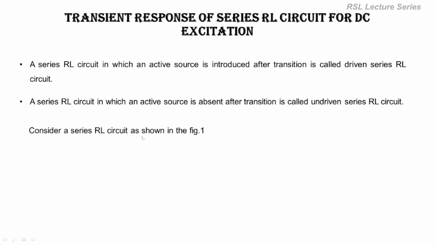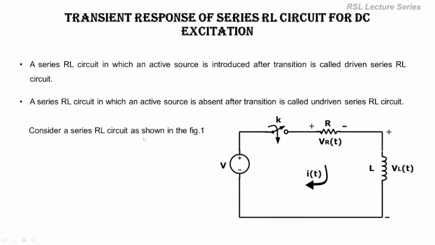So let us consider a series RL circuit as shown in the figure. Here R and L are connected in series across a switch. Here a DC excitation voltage is provided. Whenever the switch is closed, this DC voltage will get applied across this R and L series circuit. Hence it is called a driven series RL circuit. Let us consider i(t) as the current flowing in the clockwise direction.